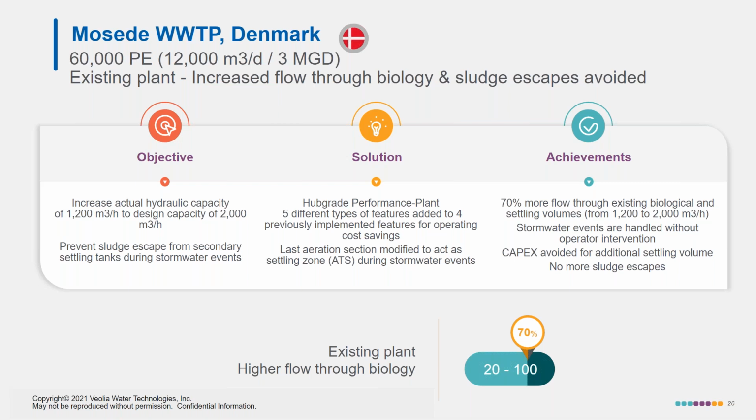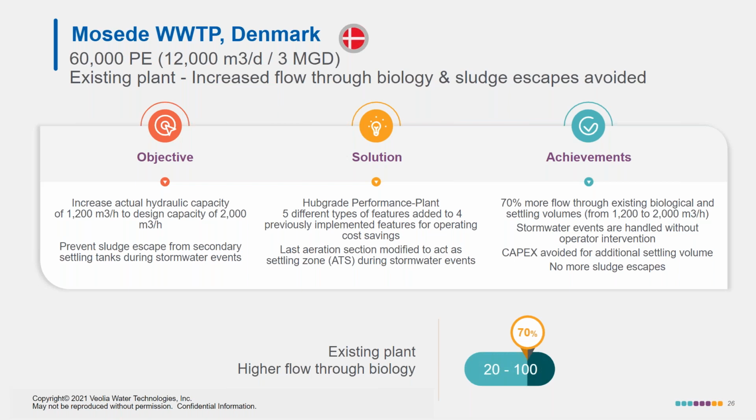Just to put some other numbers on, for example, the possibility to avoid or postpone an expensive CAPEX investment. This plant was about 12,000 cubic meters per day, 3 MGD or 60,000 PE. They were really focused on trying to increase their hydraulic capacity. There was a lot of water coming through, and they'd had a couple of events with sludge escapes that made them non-compliant because of the lack of sludge in the plant, and it was no good.